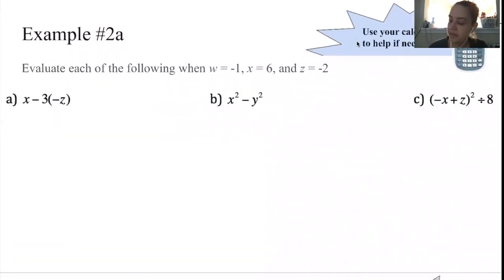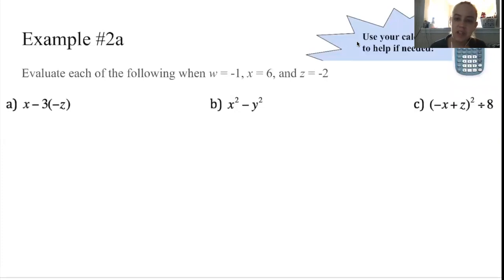All right, example 2A, same idea. You just want to be careful with those negatives, and we've got a few extra variables here. So for x, x is worth 6. z is worth a negative 2. So this minus a negative becomes a positive. So 6 minus 3 times a positive 2.